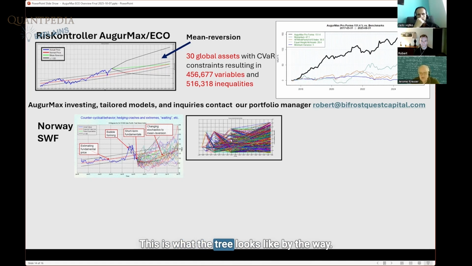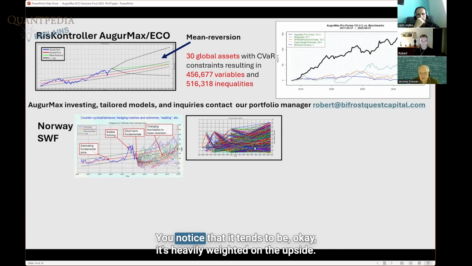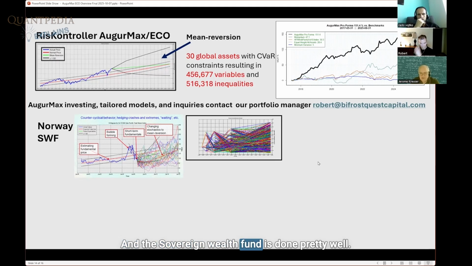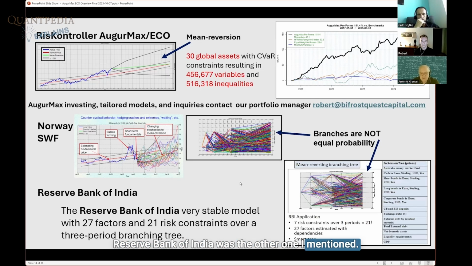And this is what the tree looks like, by the way. You notice that it tends to be heavily weighted on the upside, and the Sovereign Wealth Fund has done pretty well. We're able to capture much of that in the original. Reserve Bank of India was the other one I mentioned. And again, this has a little bit more even tree.